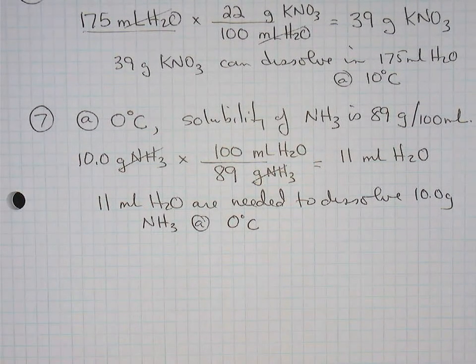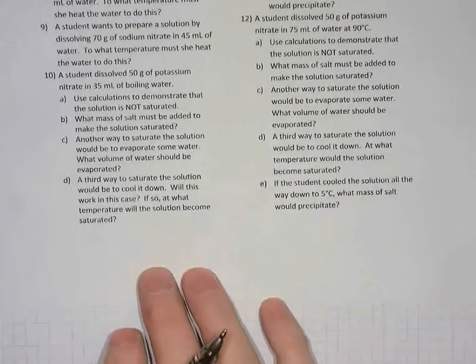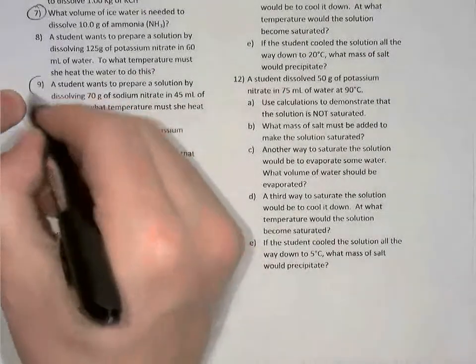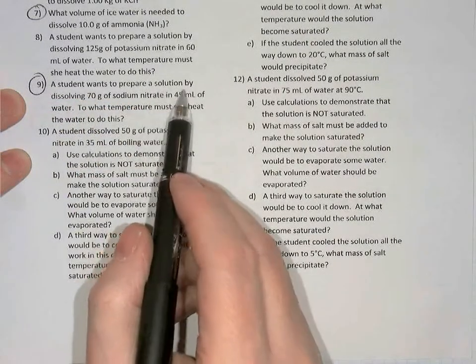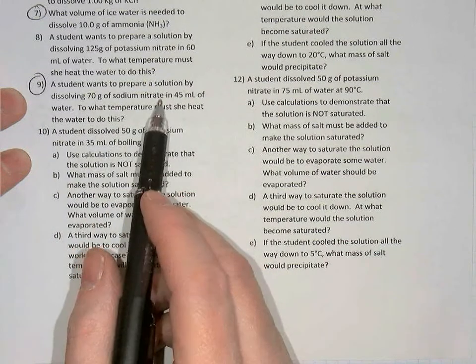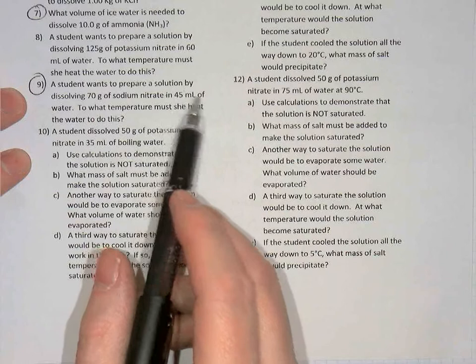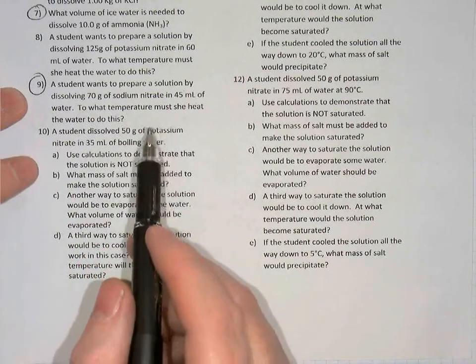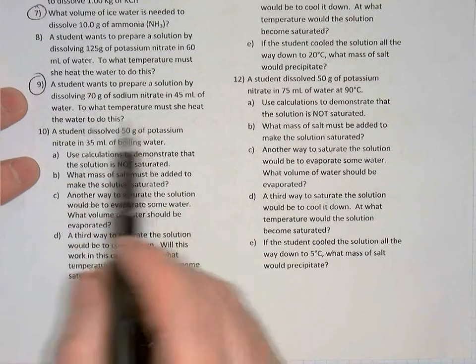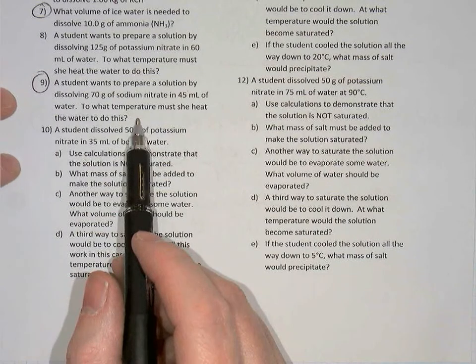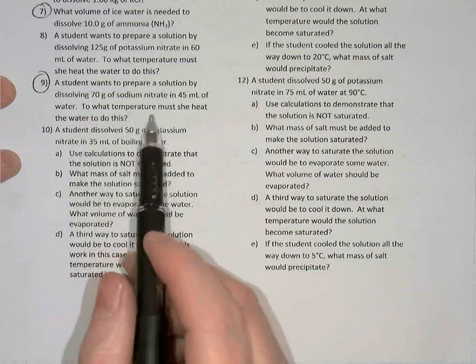Now, let's jump in and try question number 9. Question number 9 says a student wants to prepare a solution by dissolving 70 grams of sodium nitrate, that's our solute here, in 45 milliliters of water. To what temperature must she heat the water to do that? Now the question suggests, just from its wording, that if the student tries to do this at room temperature, they won't be able to make the solution, so they have to warm it up.